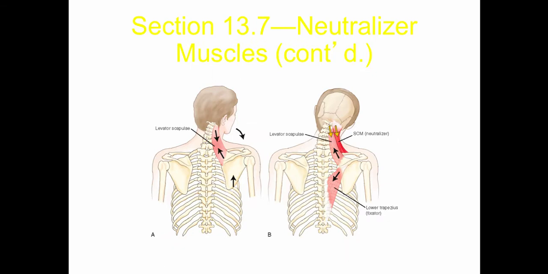In figure B on the right, why is the sternocleidomastoid a neutralizer? It's a neutralizer because it cancels out unwanted actions of the right levator scapula. Neck flexion cancels out neck extension, and left rotation of the neck cancels out right rotation of the neck.